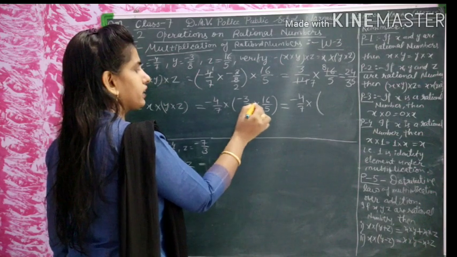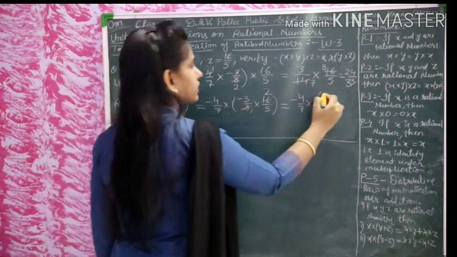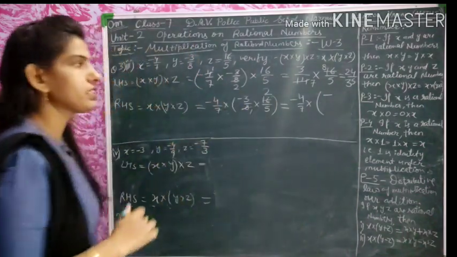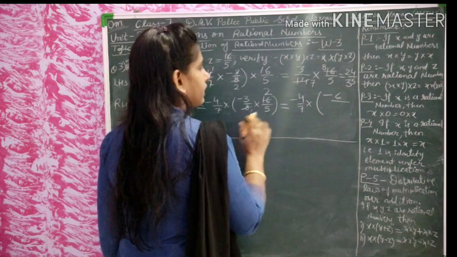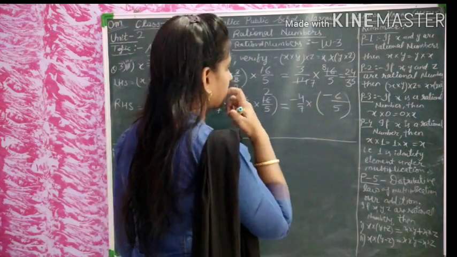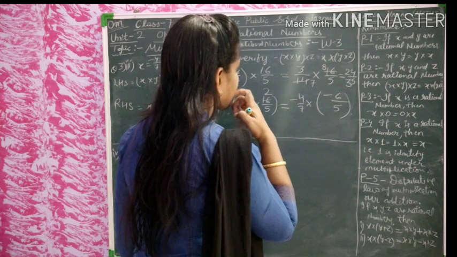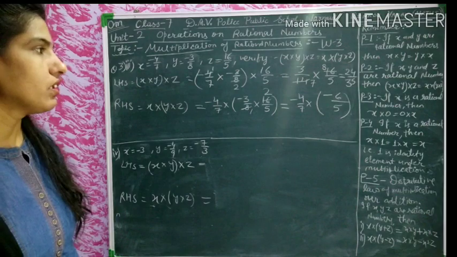8 1 is 8 and 8 2 is 16. Minus 3 2 is 6. This is a negative sign because minus and plus make minus. 3 2 is 6 is there, and what will we get here? 5 1 is 5. And now, do any numbers have a common factor?